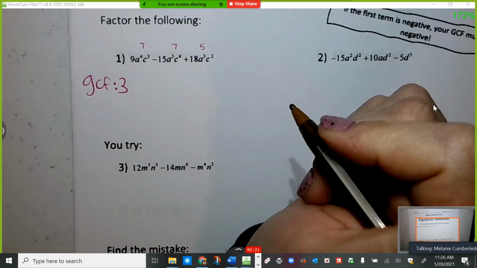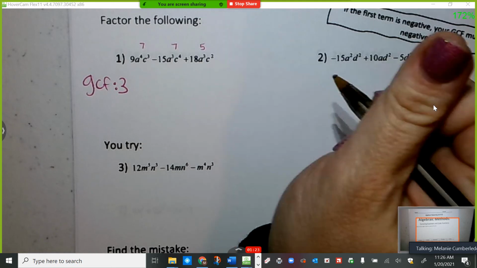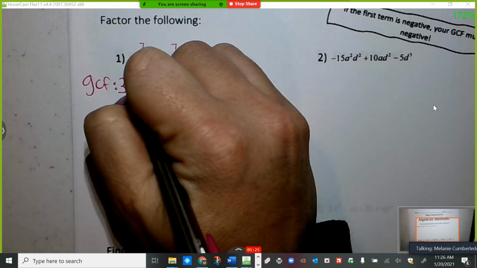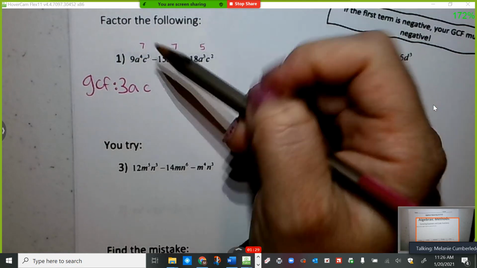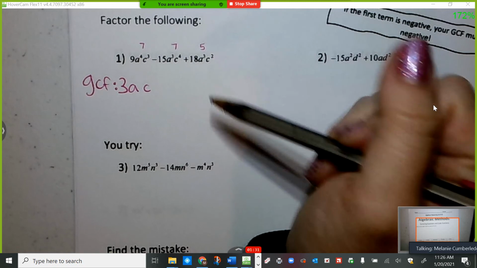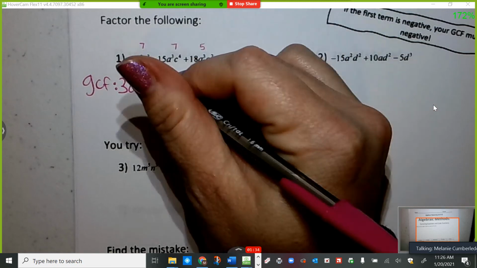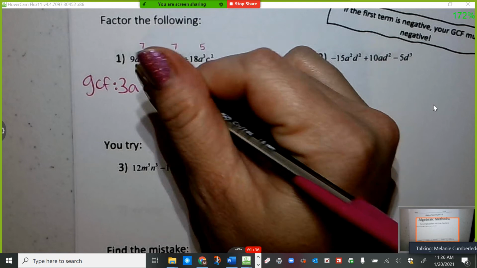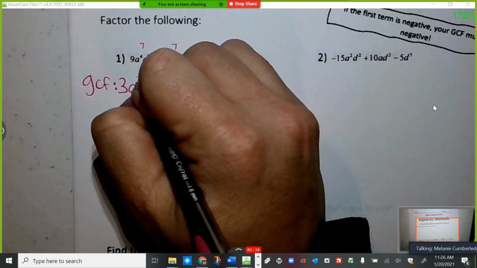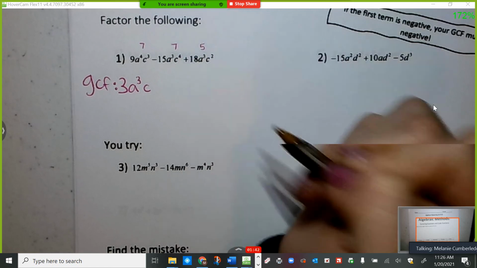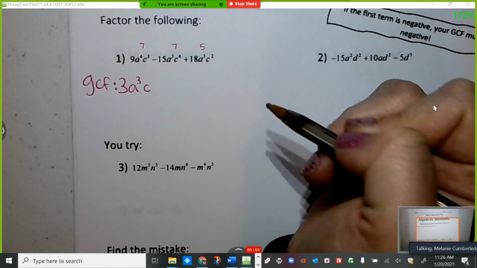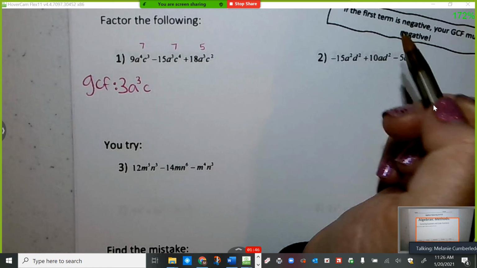And then we have to see what letters they have in common. Well, they all have an A and they all have a C, so we know that we're going to take out an A and a C, but it's just figuring out how much or how many. So this is A to the 4th, A to the 3rd, and A to the 3rd. So they all have at least 3. So we're going to take out 3. We can't take out 4 because this one doesn't have 4 and this one doesn't have 4. So you really find the smallest exponent of that letter, and that's what you're taking out.